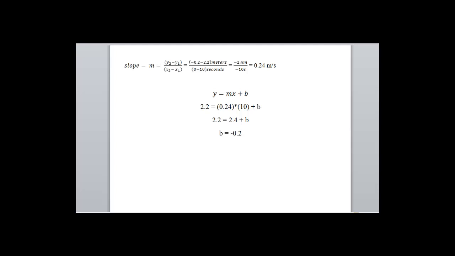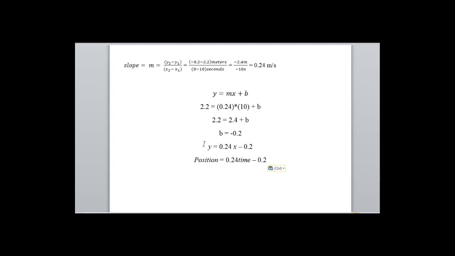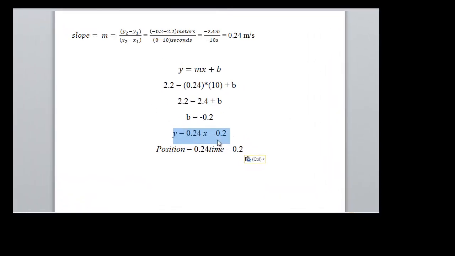Excellent. Now we have the y-intercept and we have the slope, and we are all set and have the equation for our line. So our final equation, if we want to look at this in terms of x and y, we have y equals 0.24 times x minus 0.2. And if we want to look at the equation of this line in terms of the actual variables given in the problem, then we would write it something like this. Position equals 0.24 times the variable time minus 0.2.